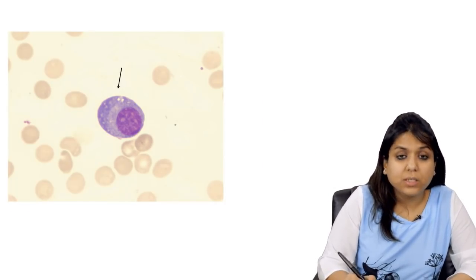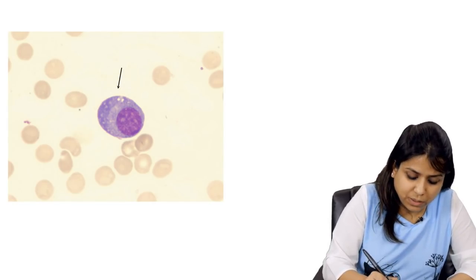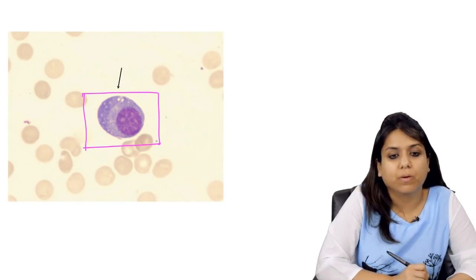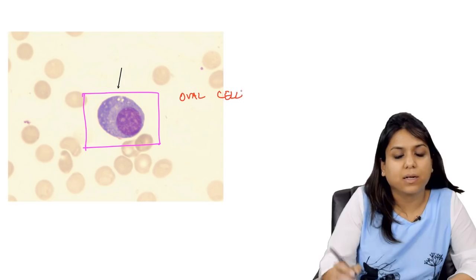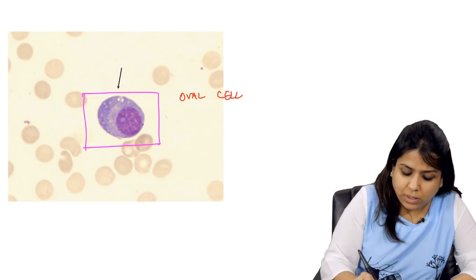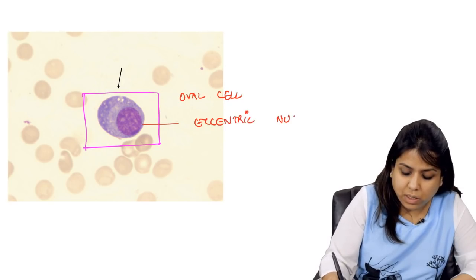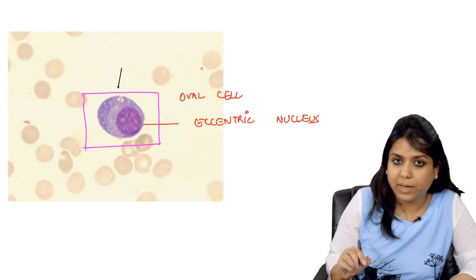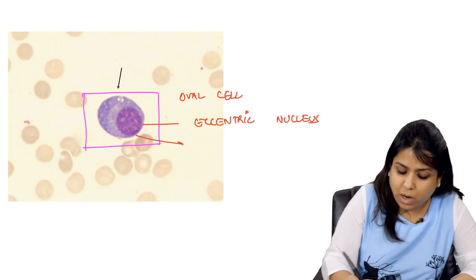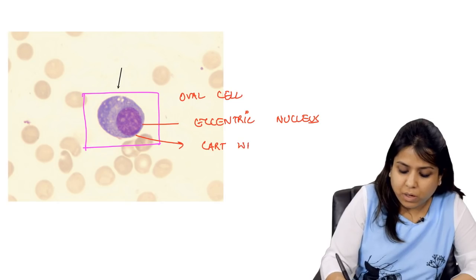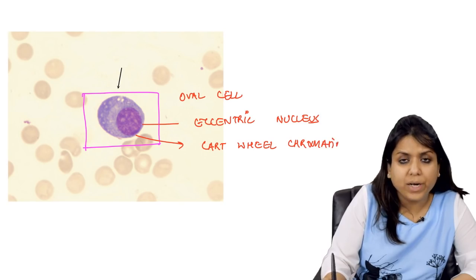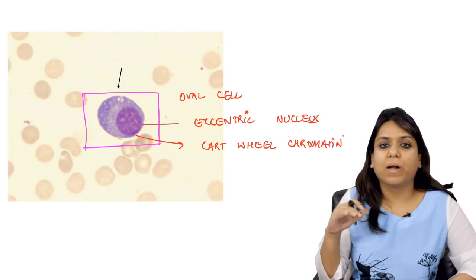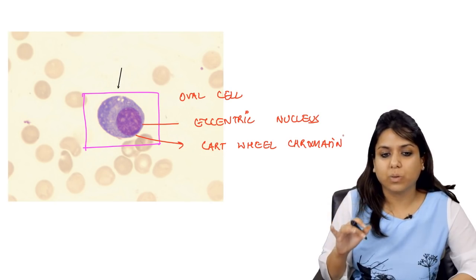Next, now this is how a normal plasma cell looks like. Very important. A normal plasma cell. This is an oval shaped cell. This cell has got an eccentric nucleus on one side, right? And cartwheel chromatin. It's very difficult to appreciate cartwheel chromatin. Why have they given this name? Because the chromatin looks like a bullock cart wheel. That is why cartwheel chromatin.